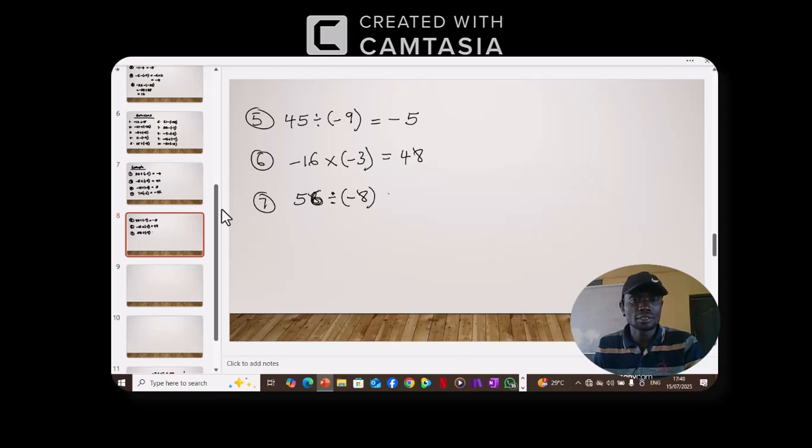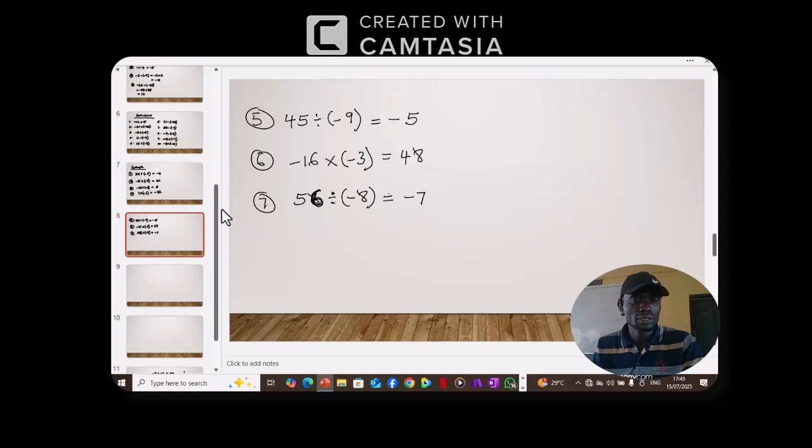56, let me correct it. 56 divided by minus 8. Because one is positive and the other is negative, the answer will be negative because you are dividing. So minus 7, because 8 times 7 gives us 56.